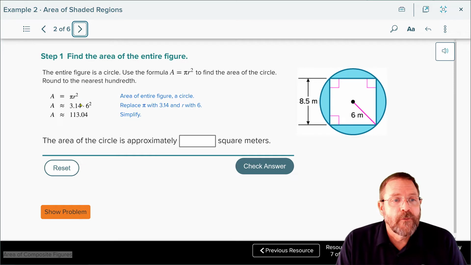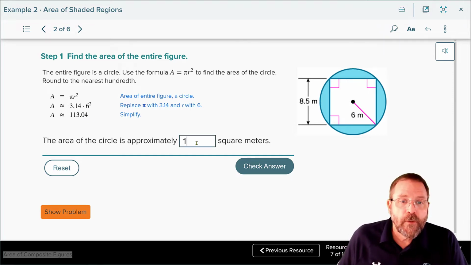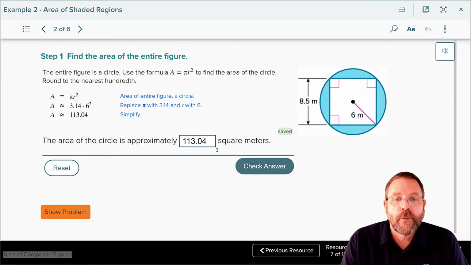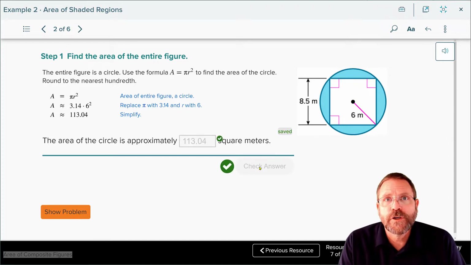You can see they did the formula for area of the circle, pi times radius squared, plugged in what they knew, and got the area of the circle, which is going to be 113 4/100ths of a meter. And so you would type that in right there, 113.04. Check it. That part checks.